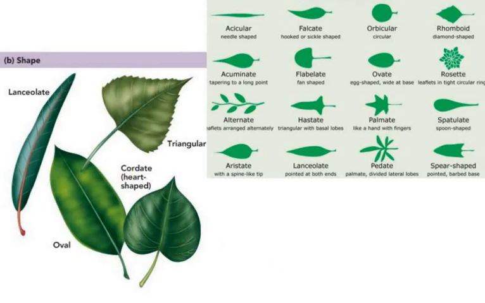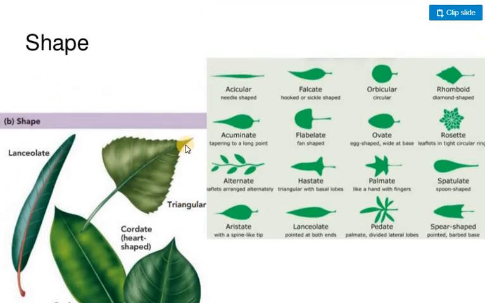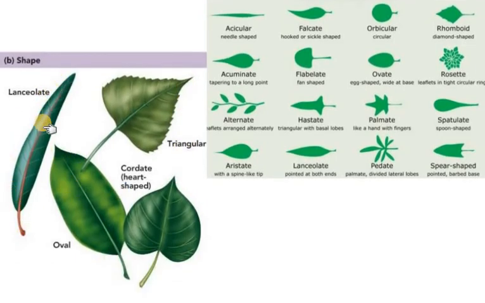So next is the shape of leaves. What is the shape? If you see this diagram, this kind of elongated shape is called a lanceolate shape, this is a triangular shape, like a triangle, and this is a heart-shaped leaf like the banyan tree. This is an oval leaf, and more leaf structures are there. You can see them in the video, and you can pause there and learn. These are different kinds of leaves: acuminate, flabellate, ovate, roseate, like this. But at least you should know these four forms: lanceolate, oval, triangular, and cordate-shaped leaves.